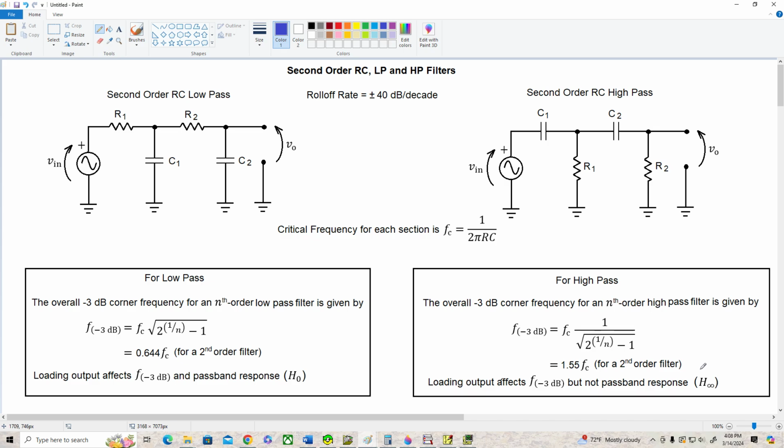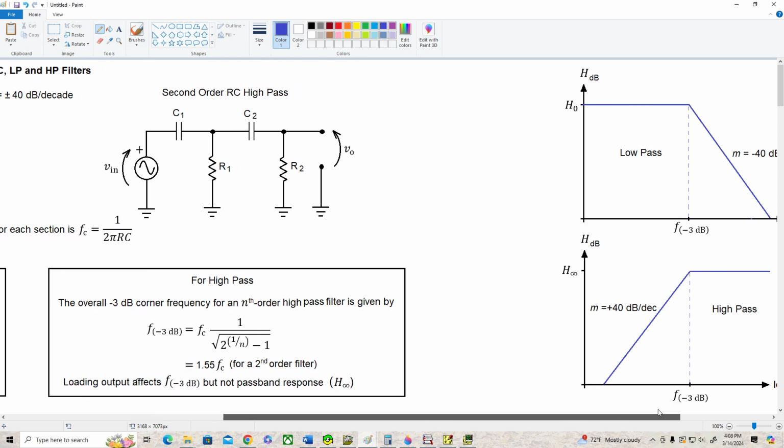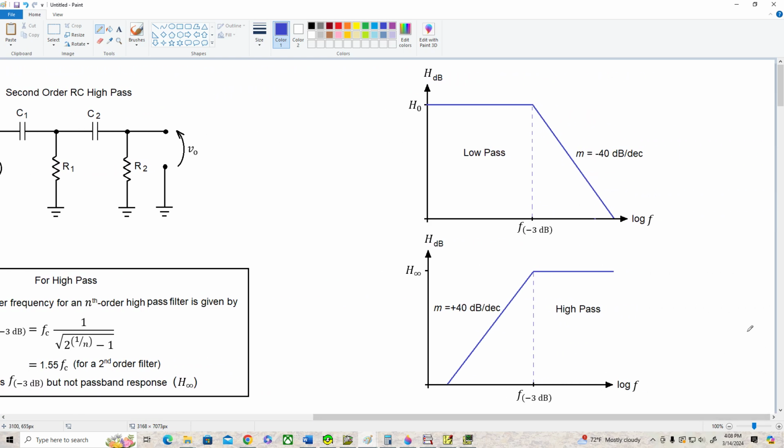All right, now, where am I getting this notation, H sub 0, H sub infinity? Well, to see that, let's take a look at the asymptotic Bode plot responses for these filters. Starting with the low pass filter, we see that H sub 0 is the asymptotic response in the passband, and that's the response that we approach as frequency goes towards 0. For the high pass filter, H sub infinity is also the asymptotic passband response, and that's the response we approach when frequency approaches infinity. So there's nothing mysterious about these values. That's where that notation comes from.